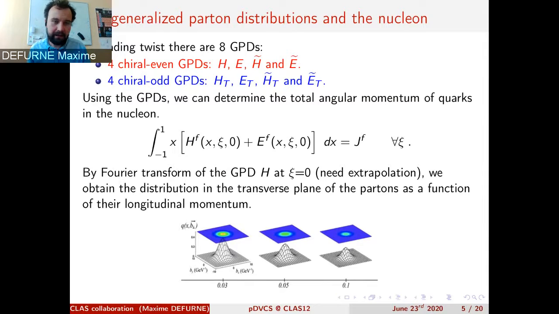GPDs are extremely useful to determine and study, for instance, the total angular momentum of quarks inside the nucleon. So for instance, you have the Ji sum rule that will relate the first moment of the sum of GPD H and E to the total angular momentum of quarks. Moreover, if you do a Fourier transform of the GPD H, you can obtain the distribution of partons in the transverse plane as a function of their longitudinal momentum. Finally, GPDs are also functions that can be used for comparison with theoretical computations.